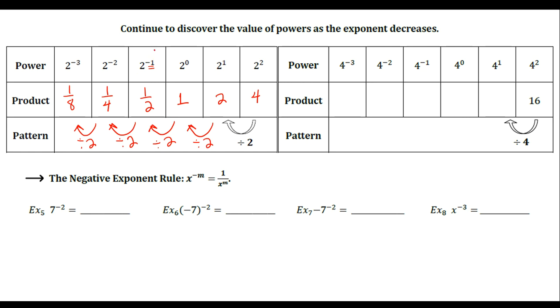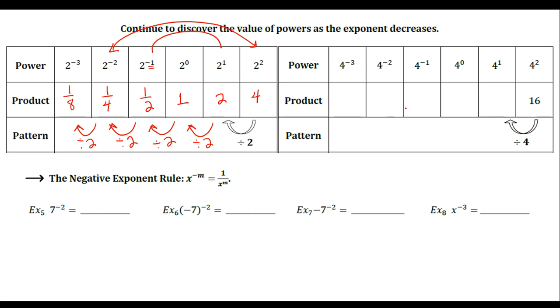If you notice, 2 to the -1 and 2 to the first are reciprocals. The same thing for 2 squared and 2 to the -2. They are reciprocals. So as you can see, as my exponents decrease, my values decrease.